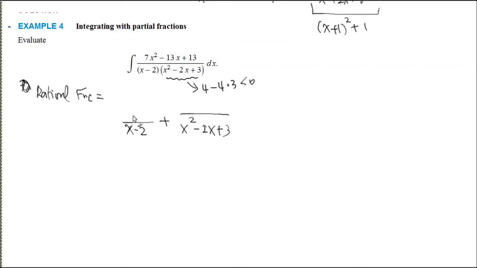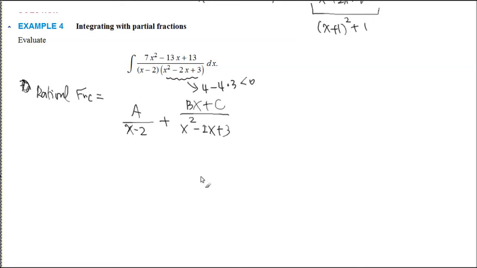So what goes then above x minus 2? Degree 0, right? So A. How about this one? Degree 1 less than that. What is it? Bx plus C? Now you have to figure out what A and B and C are.